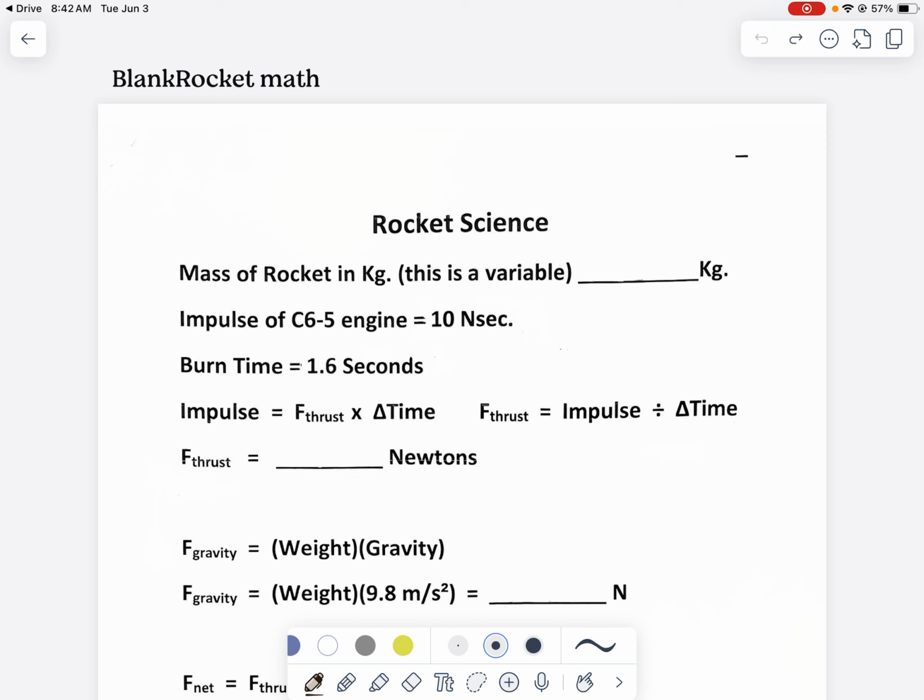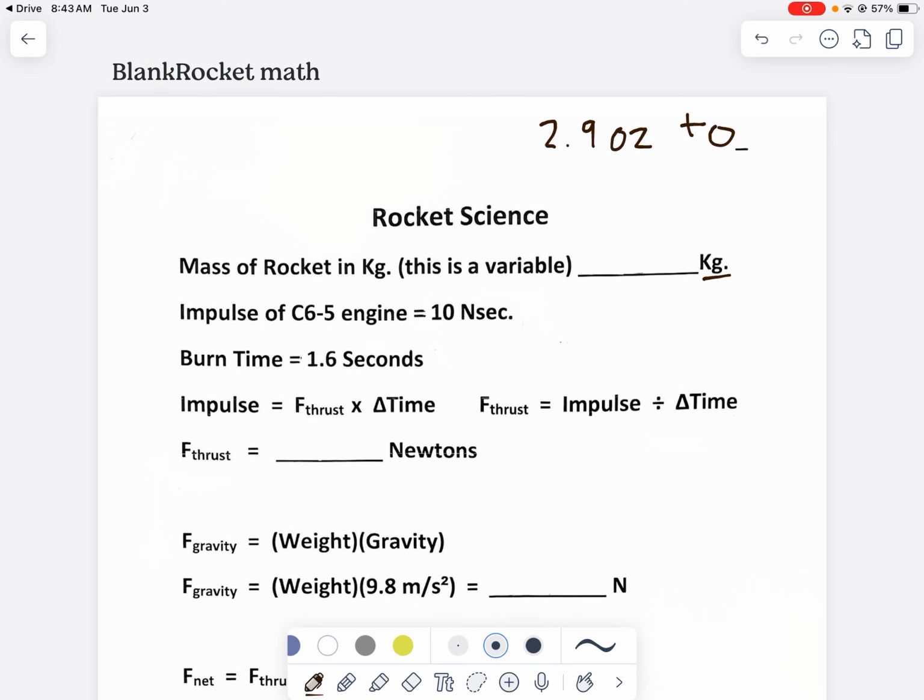So my rocket is 2.9 ounces, and we actually need to convert that to kilograms. Since there's not a spot to do that on here, I'm literally just going to Google 2.9 ounces to kilograms. And I get 0.085. Again, I just Googled that answer, and that's how I got that.